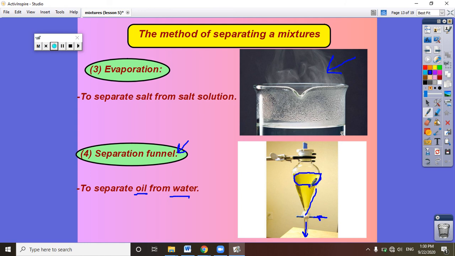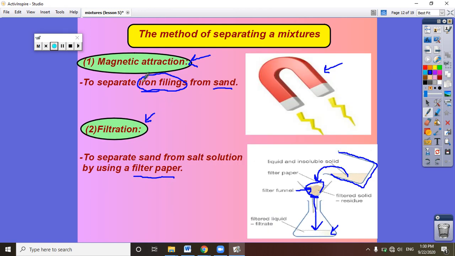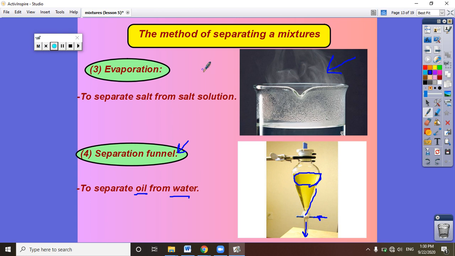So we have four methods to separate mixtures. Number one, magnetic attraction. Number two, the filtration process by using filter paper. Number three, the evaporation process. And number four, the separating funnel.